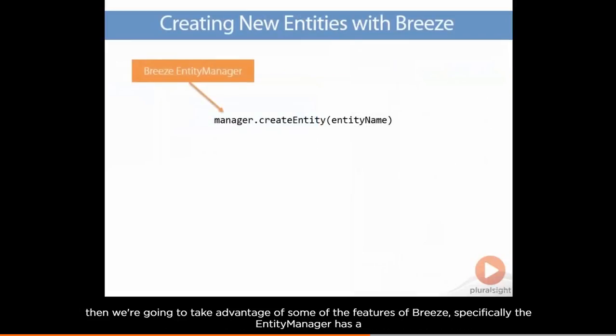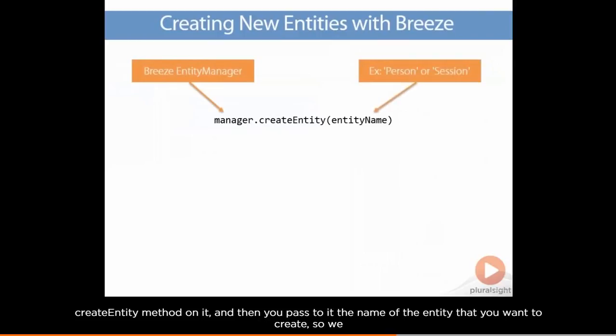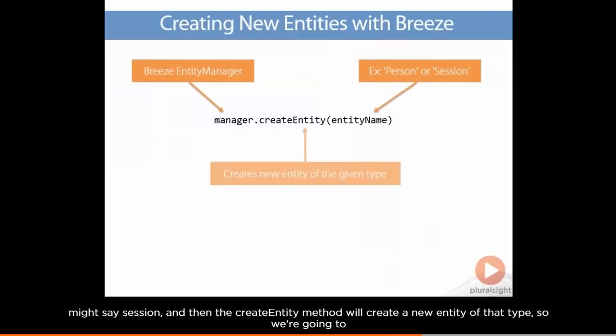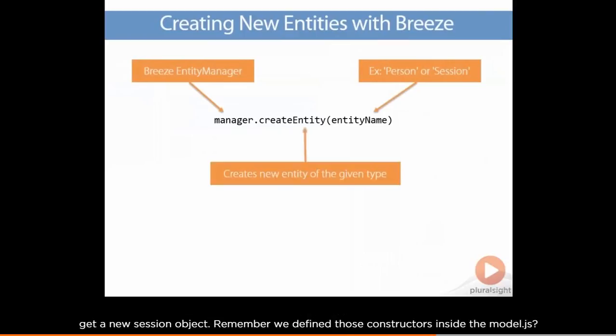Specifically, the Entity Manager has a create entity method on it. And then you pass to it the name of the entity that you want to create. So we might say session. And then the create entity method will create a new entity of that type. So we're going to get a new session object.